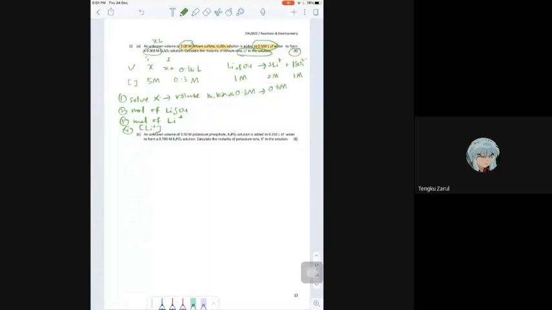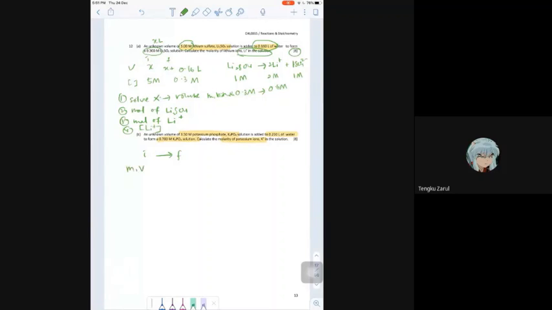Okay, next is potassium phosphate. We have 3.5 molar of potassium phosphate. It is added to 0.21 liter of water to form 0.7 molar of potassium phosphate. It means that this is the dilution process. Calculate the molarity of the potassium ion K+. It is the same as the lithium question, sama macam ni. It is actually the dilution process. We have an initial and also final.